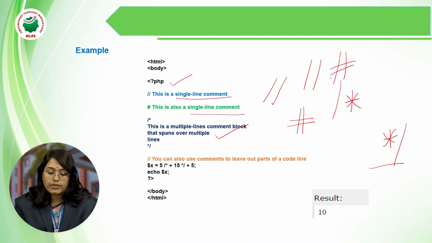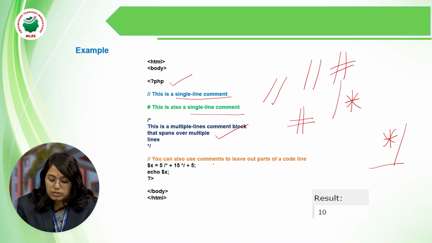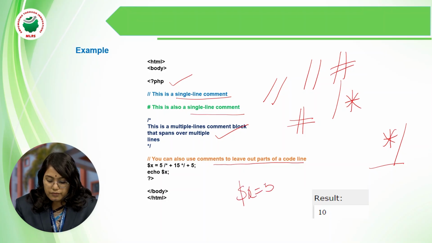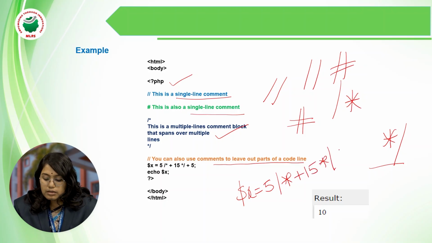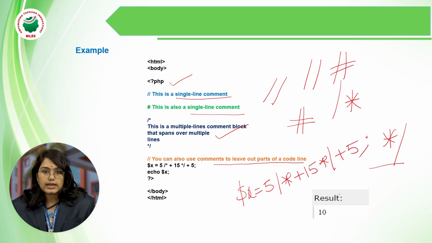Yes, now we are using this one line comment. You can also use comments to leave out parts of the code line. Now we are doing $x equal to 5 comment 15 comment 5. Now we have this example. Let's see what is the output of x. So here x is equal to 5. Up to here we are okay. Then we are keeping comments of plus 15. Plus 15 is kept in comments. After that we are giving plus.